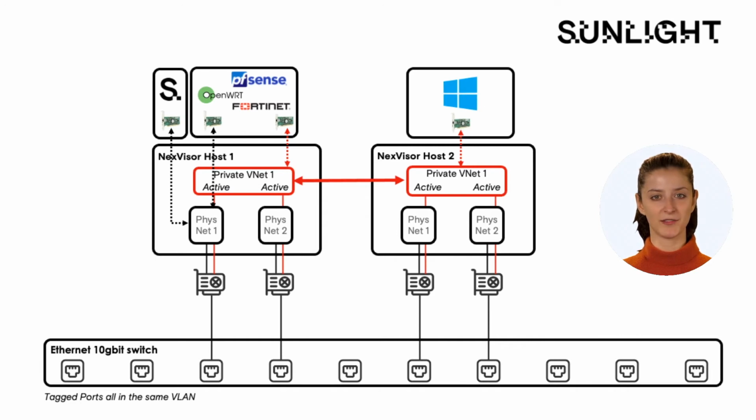If you want to deploy a virtual network function, we recommend you start with the Sunlight Application Marketplace, where we have a number of pre-configured appliances to simply drop into your Sunlight cluster.